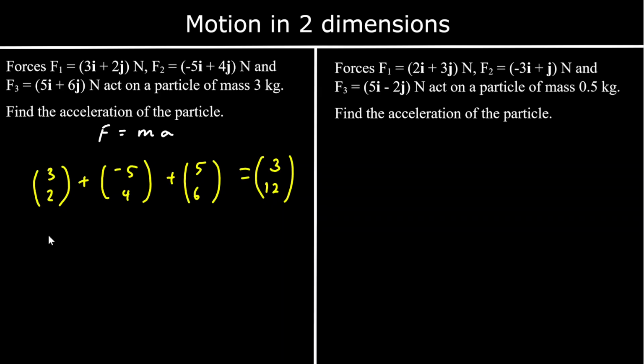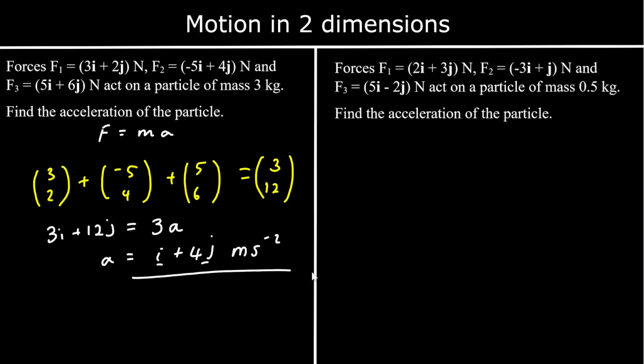So that's the resultant force, 3 i's plus 12 j's, and that's equal to mass times acceleration. So 3i plus 12j equals 3a. To get a by itself, divide both sides by 3. So we get 1i plus 4j, and its acceleration, it's in meters per second squared, or meters per second per second. It's in terms of i and j, and that's absolutely fine. Acceleration is a vector. It's got magnitude and direction.